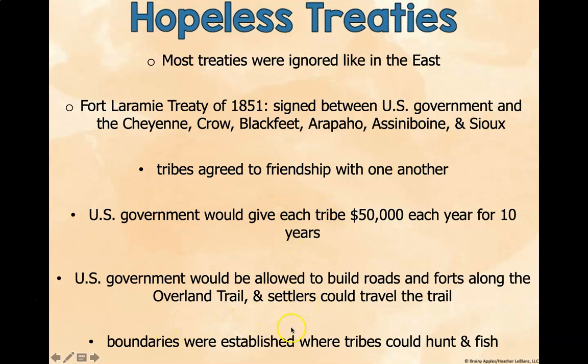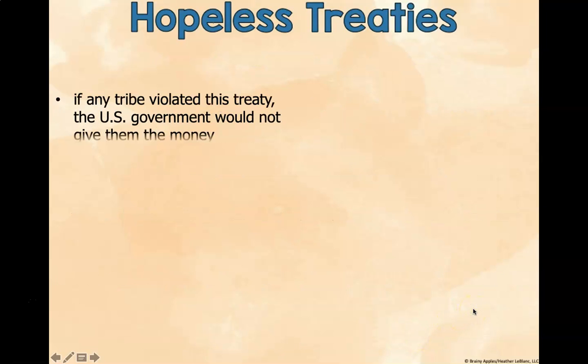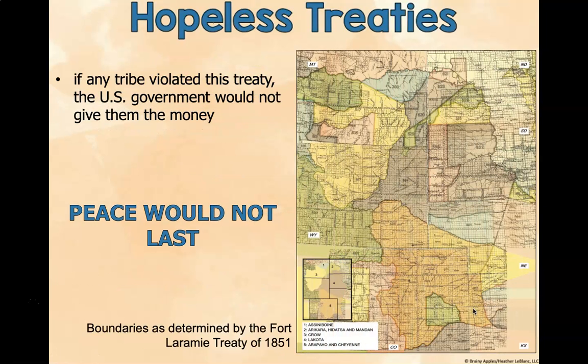It says that boundaries were established where tribes could hunt and fish. However, if any tribe violated this treaty, the U.S. would not give them money. Peace eventually would not last. These are the boundaries as determined by the Fort Laramie Treaty of 1851. If you notice, you've got numbers here, and it also shows which tribes belong in which area.